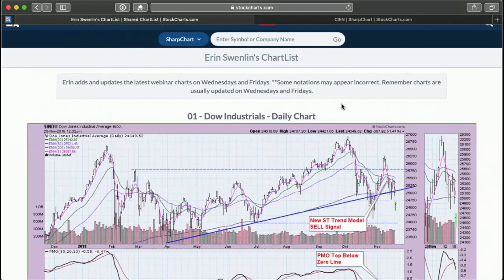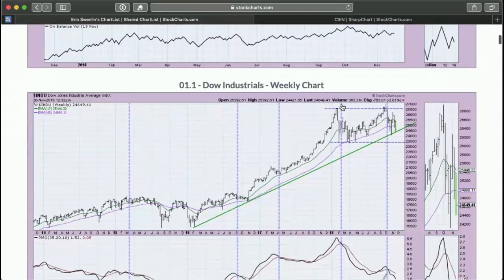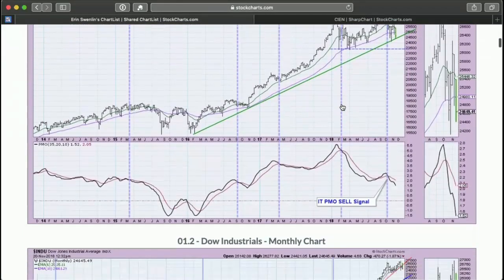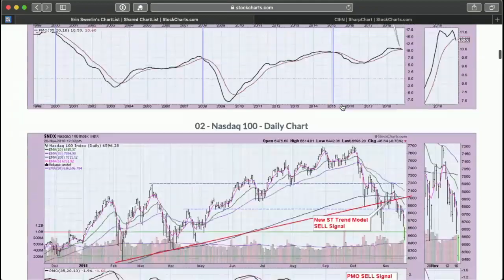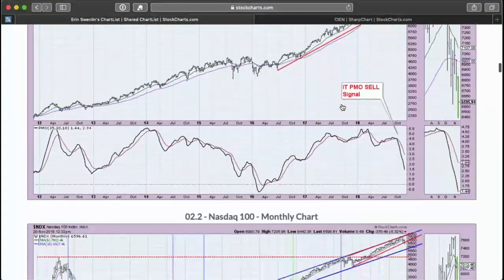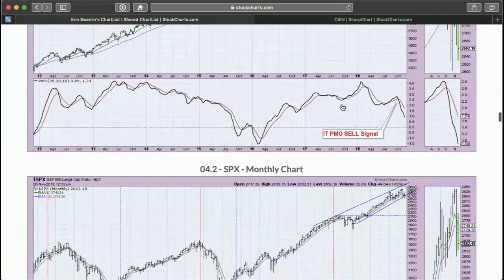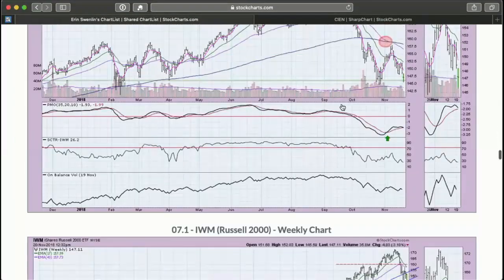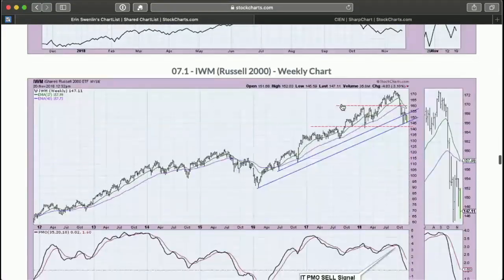Unlike the Decision Point chart gallery, my chart list is going to have annotations. So I have those price trends on the weekly, monthly. I do this for all of, let's see, the NASDAQ, all of the scoreboard indexes. And then it also, I'm going to go really fast. So I also do the Russell 2000 daily, weekly, and the S&P 400 IJH.